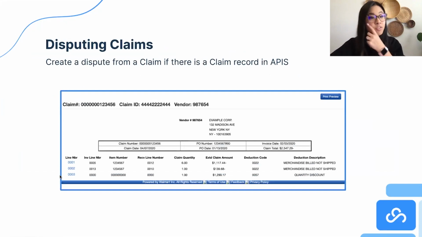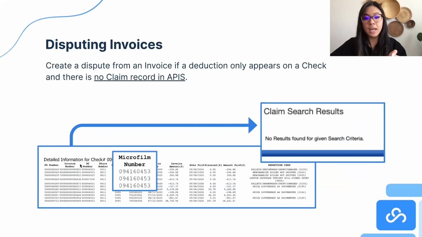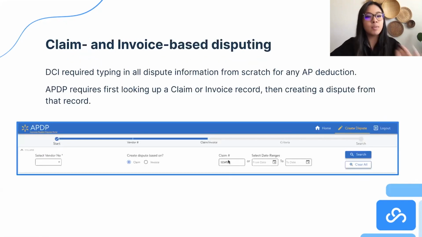So if you do want to dispute a claim, essentially what you're going to have to do is create a dispute from a claim if there is a claim record in APIS. You should be able to use this claim number, plug that into APDP where it says claim number, search for that, and then it should pop up a list of claims. Then there will be a dispute button. You hit that dispute button, and you then have to fill out information, include your proof documentation, and then you're ready to go.